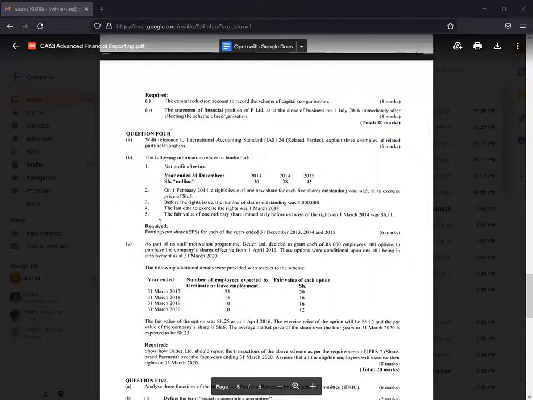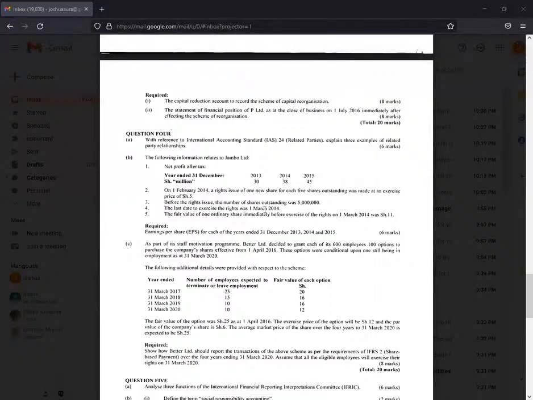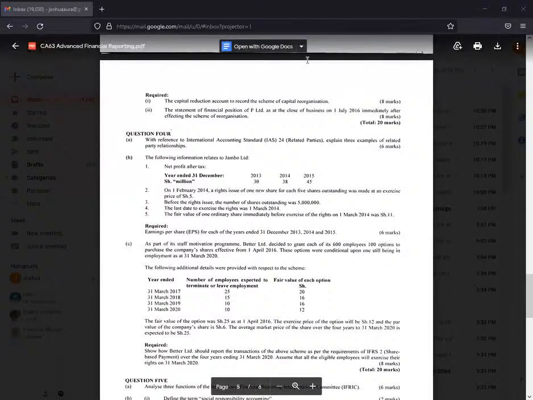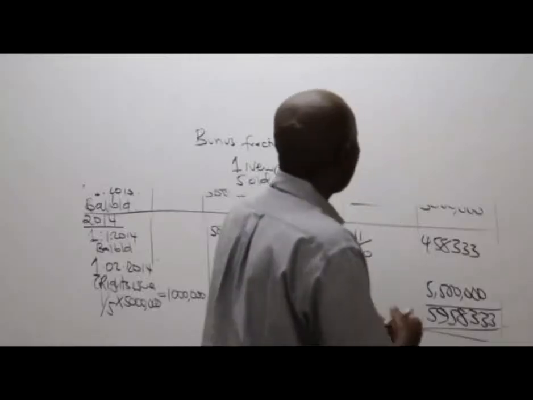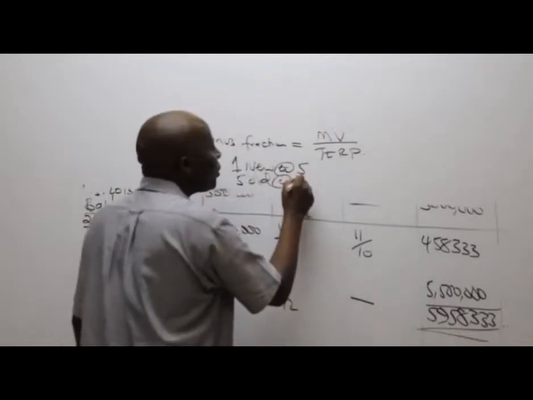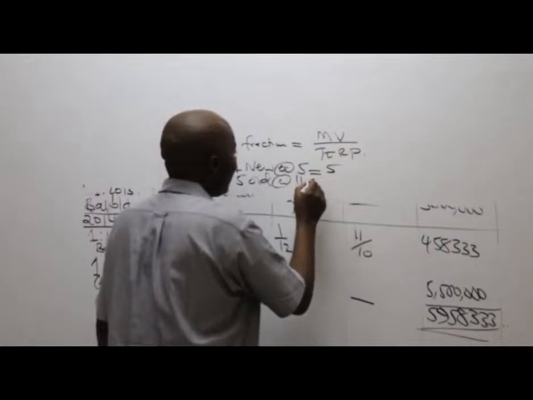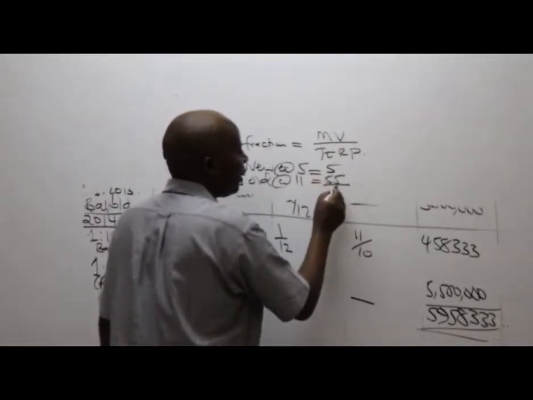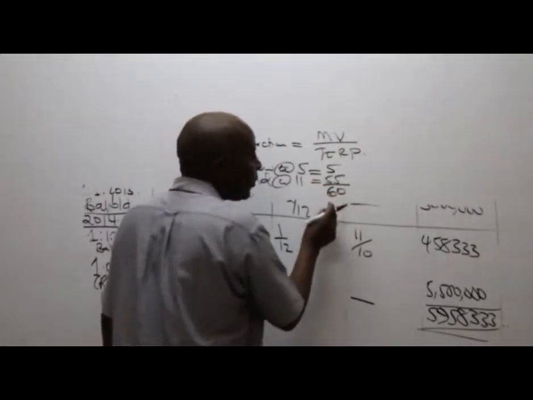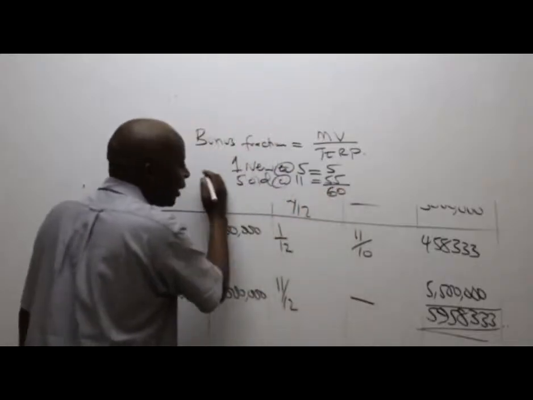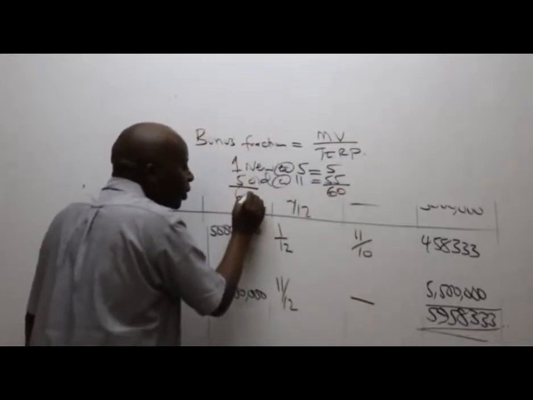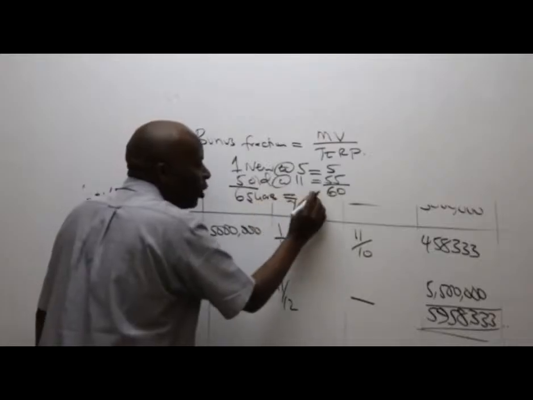So the fair value of 1 ordinary share immediately before exercise of the rights on 1st March 2014 was 11. So times 11 like that. Students came and gave me a figure of 55, and somebody gave 60. But you see, this 60 is now for how many shares? 60 is now for 6 shares. So 6 shares going for 60 bob.